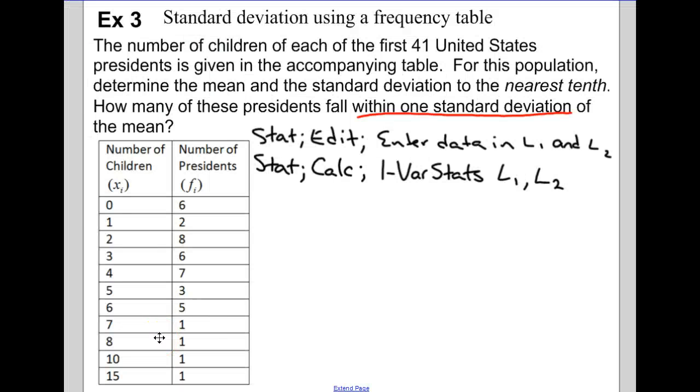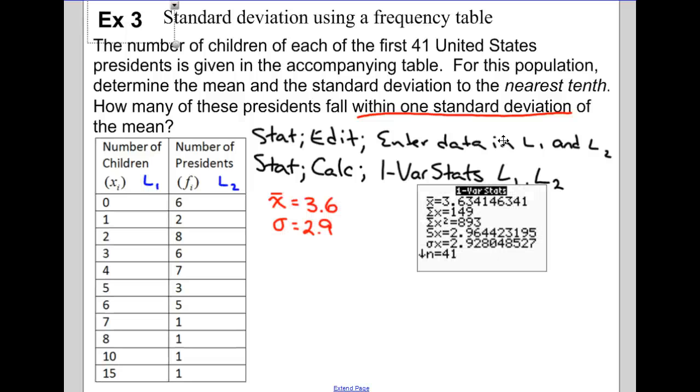Okay, again, in terms of work, you should write down on your paper what it was that you put into the calculator. Next, write down the information that we got from the calculator, the mean, x bar, and the standard deviation, which is the sigma, rounded correctly to the tenth. Standard deviation is defined as the typical distance from the mean. Of course, that could be above or below the mean.